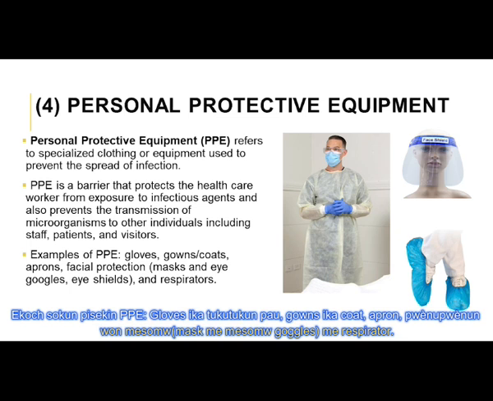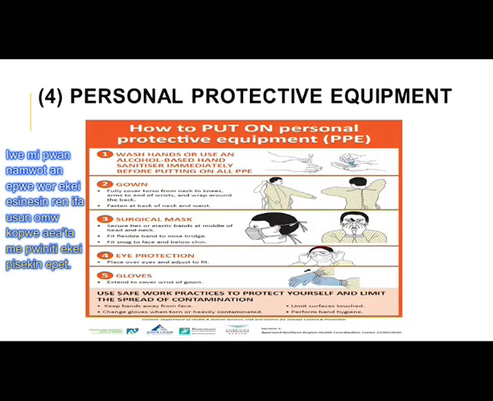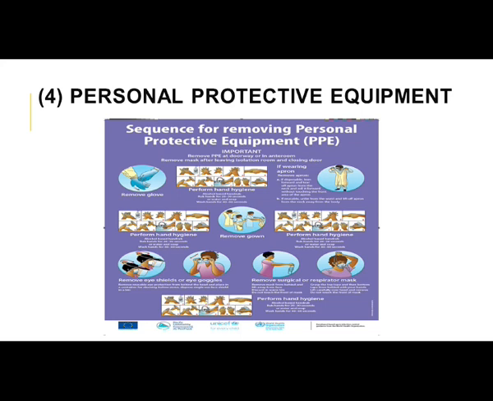We have gloves, gowns, coats, aprons, facial protections like masks, and eye goggles, as well as eye shields. And in certain situations, they will use respirators. But the basic ones are the ones I've explained earlier. And during the COVID pandemic, every healthcare worker was being trained to know how to use the personal protective equipment. So at a place of work, it is also good to have the donning and doffing. It means how do you put on the PPE as well as how do you take off the PPE.